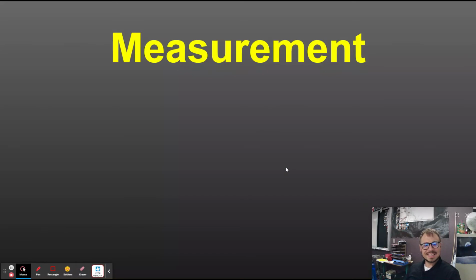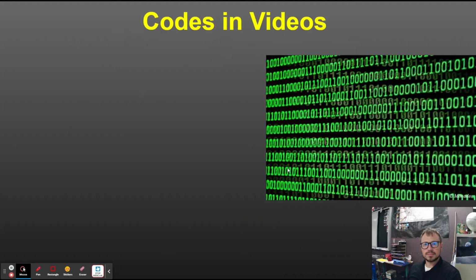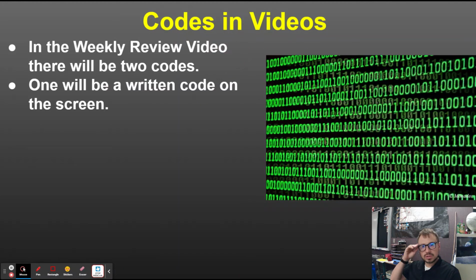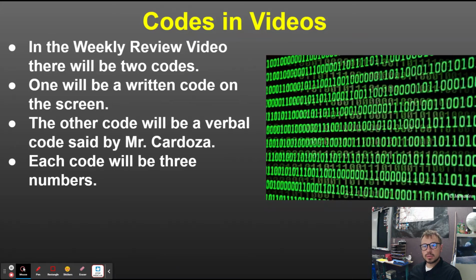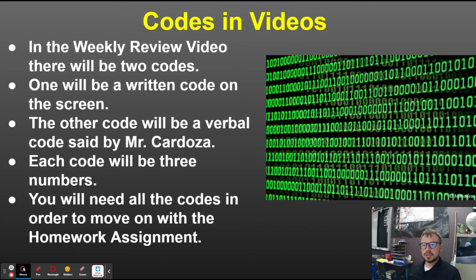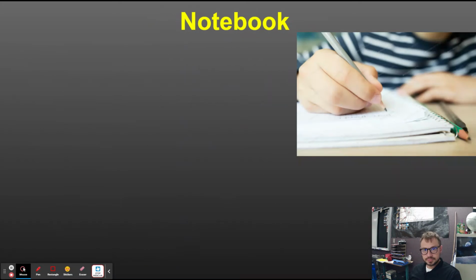All right, this is the measurement video. So remember, in all of these videos, there's going to be two codes. One is going to be a written code that will show up on the screen, and the other will be a verbal code said by myself. Each code will be 3 numbers. So you'll need all the codes in order to move on with the homework assignment.